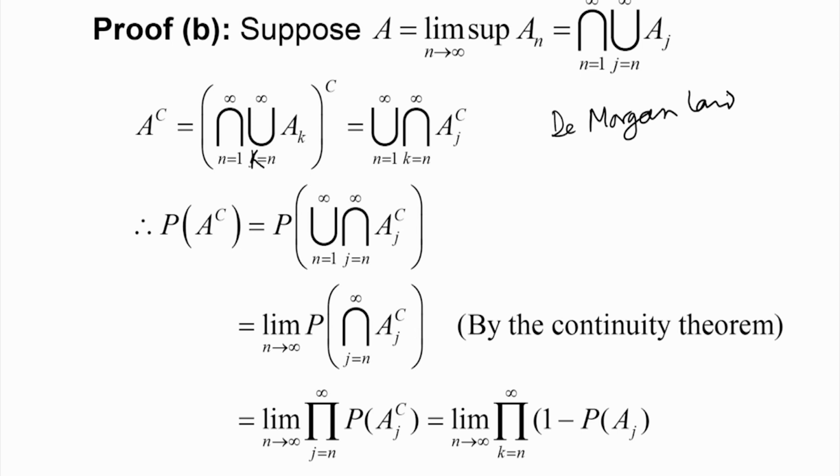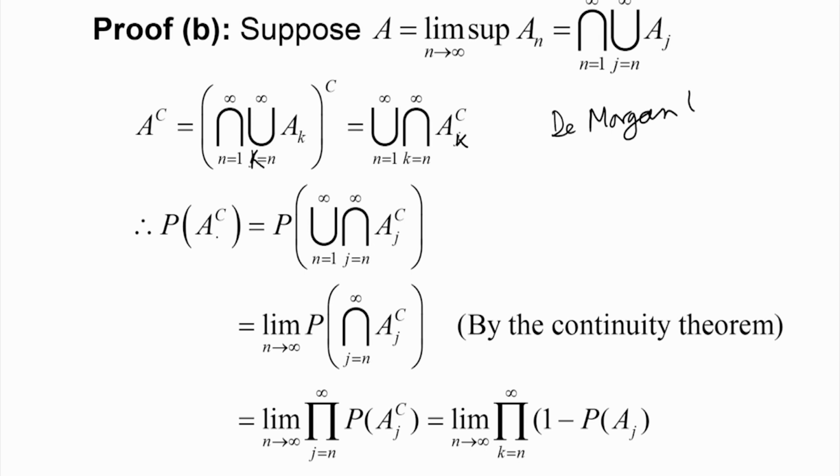So, we will get that the intersection will become union and union will become intersection, and this will be A_j complement. Here also this will be A_k complement. So, the probability of A complement is the probability of the union over n going from 1 to infinity of the infinite intersection of A_j complement, j going from n to infinity.